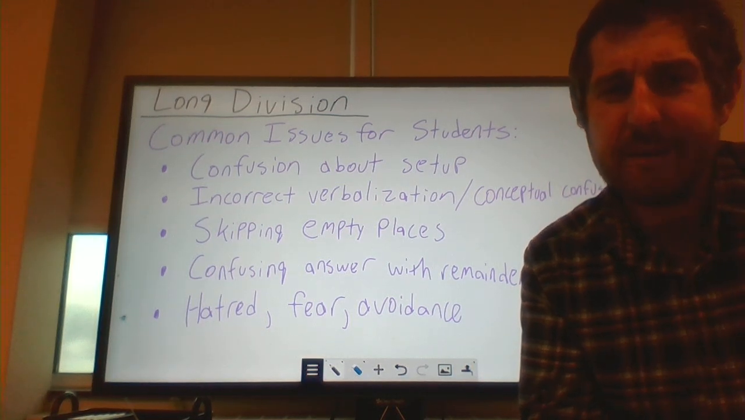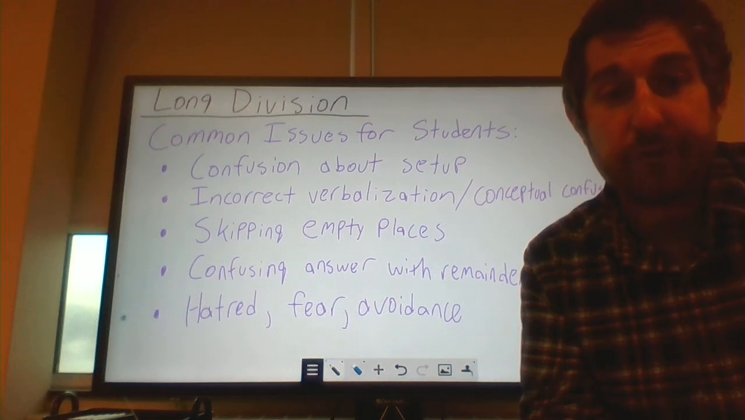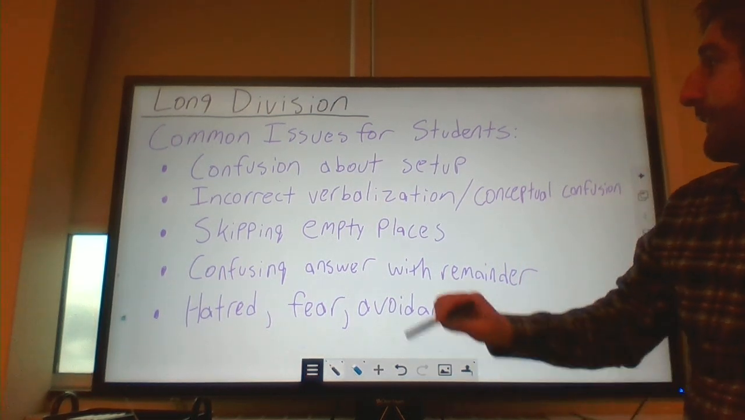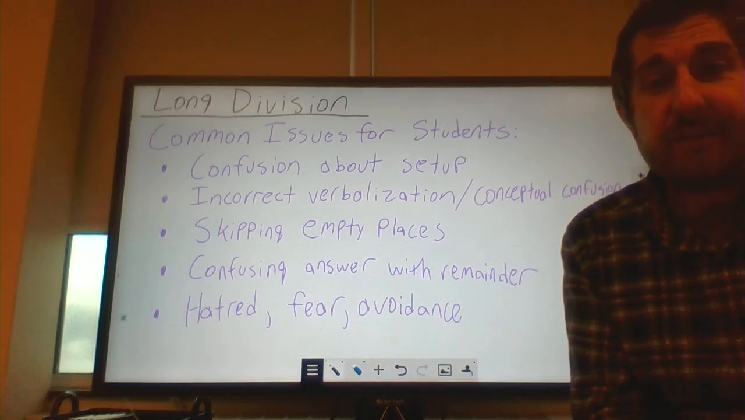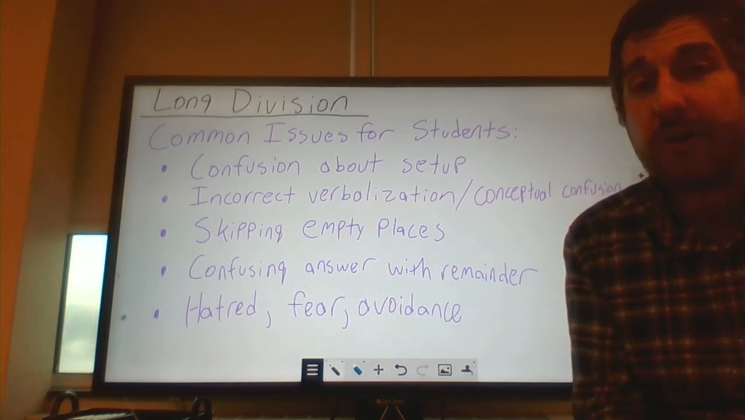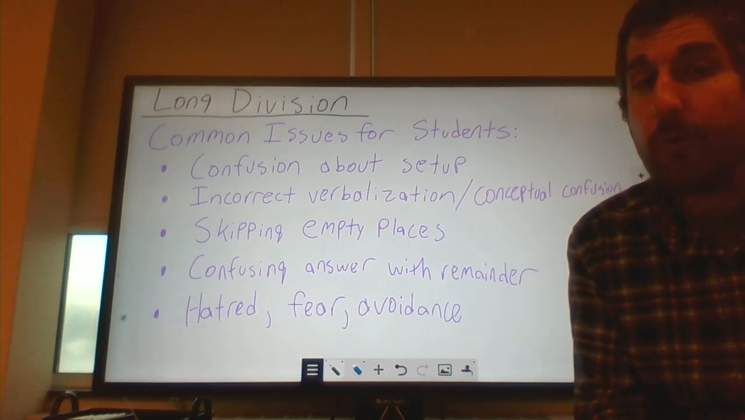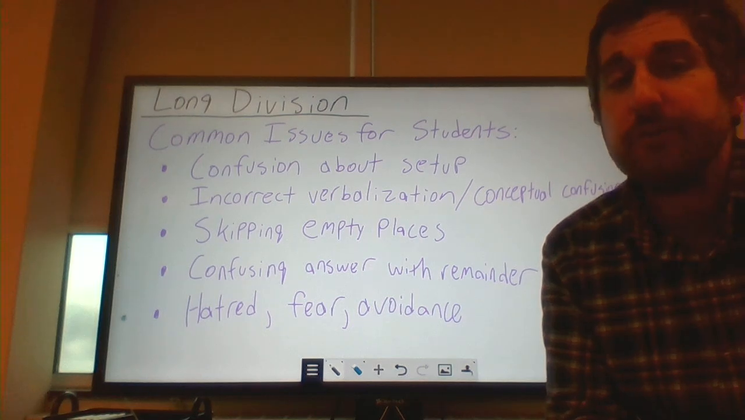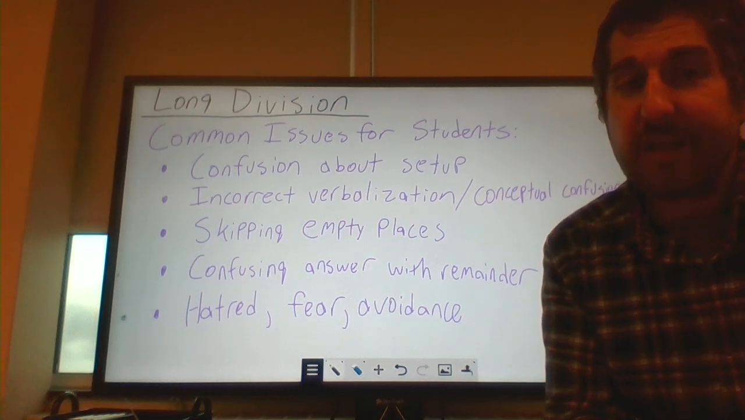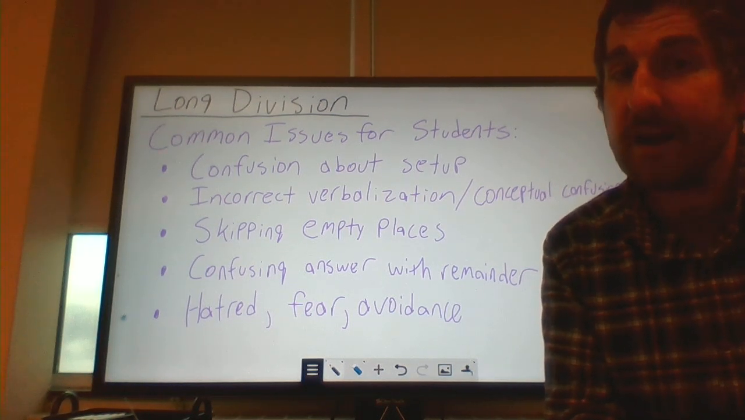And I'll get into what I mean by that, but let's start with what the common issues look like from the students. The first is confusion about setup. I mainly deal with 6th and 7th graders who are starting to grapple with the idea of converting fractions into decimal form by way of long division. And as such, these students no longer have the crutch that they might have had in elementary school of: put the big number in the box and the little number outside the box.